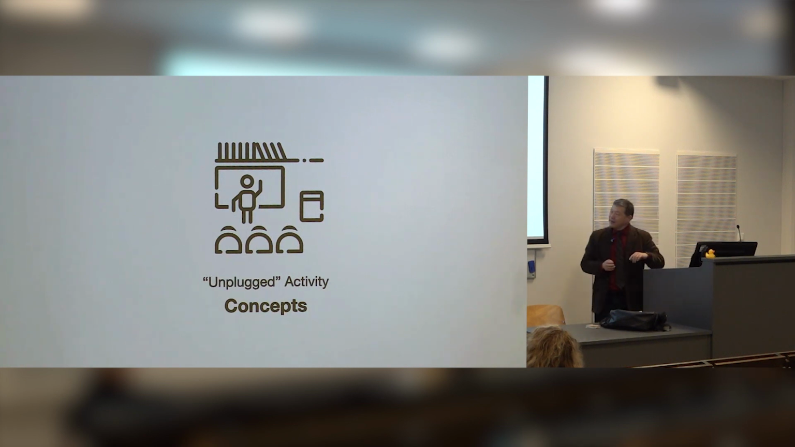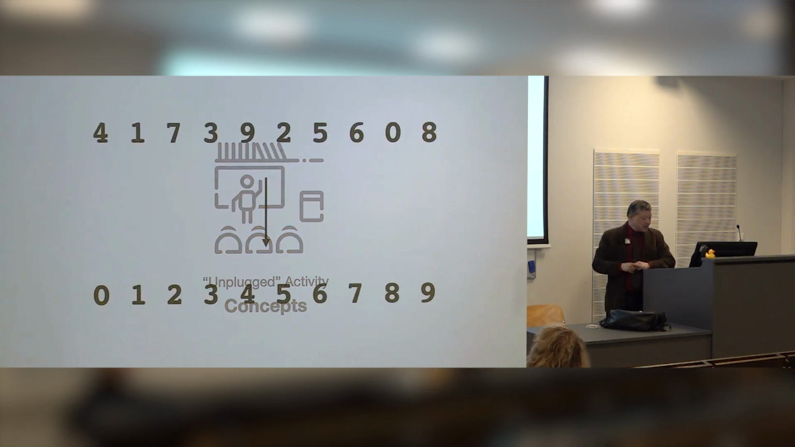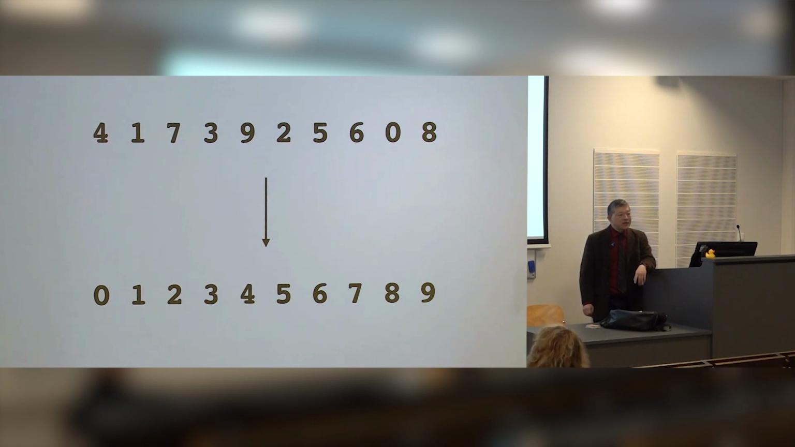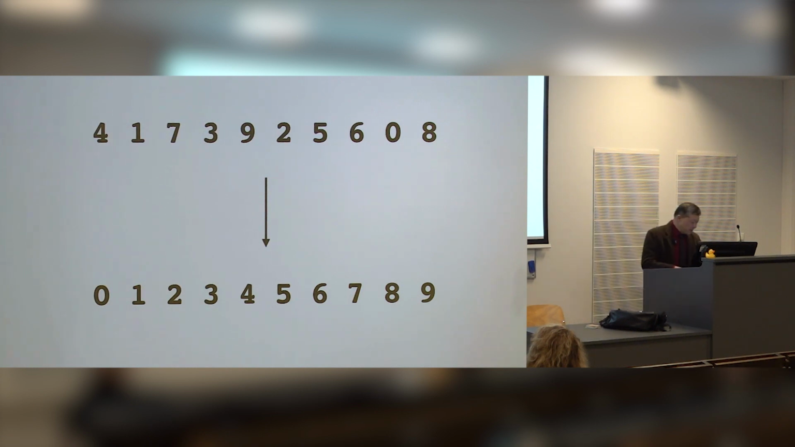With the unplugged activity, again, going back to unplugged activities, when we start teaching concepts, here's an example of where we would ask kids to come up with sorting. So we would say, here's a bunch of different numbers. How would you sort these numbers? How would you put these numbers in order? And we ask kids to actually try to sort them.